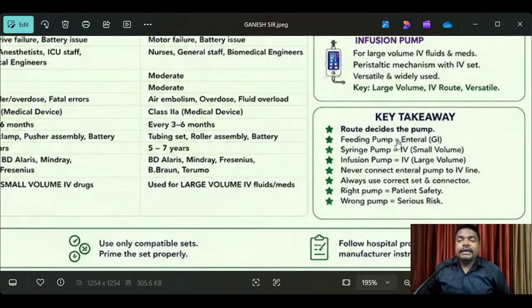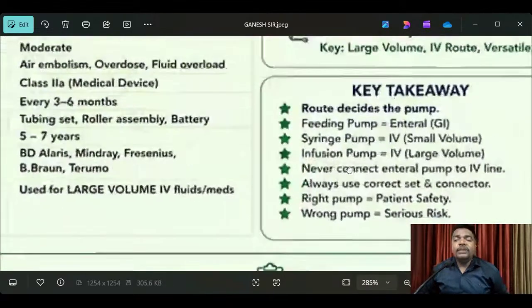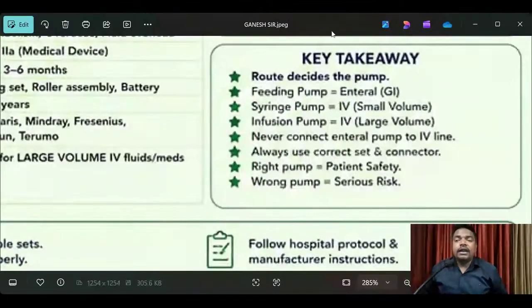Now come here. Key points I'm going to show you. 50 points successfully completed here. Now I'm going to say the key takeaway points. Listen carefully to what I'm saying here.